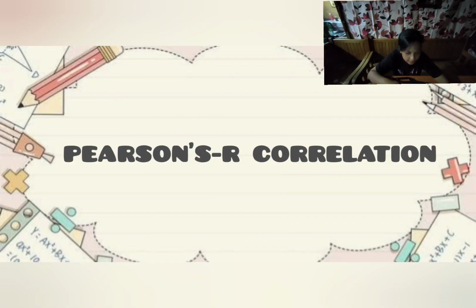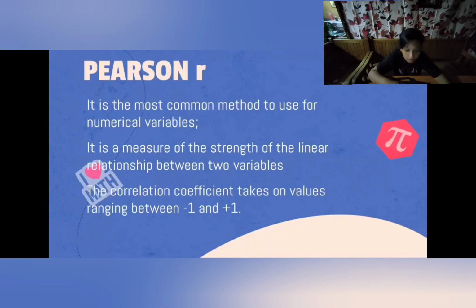So next, Pearson R correlation. What is Pearson R? It is the most common method to use for numerical variables. It means it is under quantitative research. Under correlational analysis, if your research design is correlational analysis, one of the tools that you can use is Pearson R correlation. It is a measure of the strength of the linear relationship between two variables.